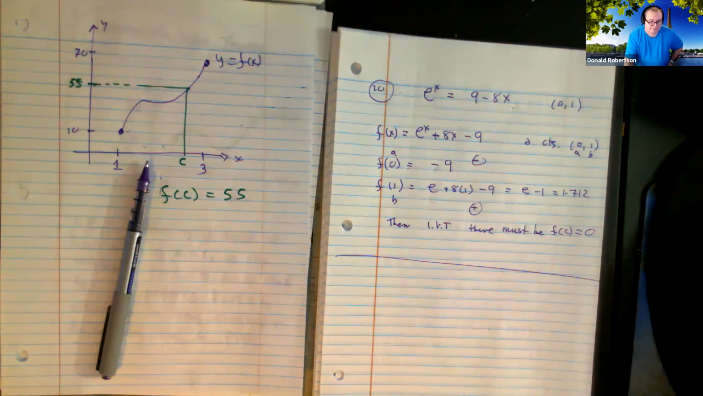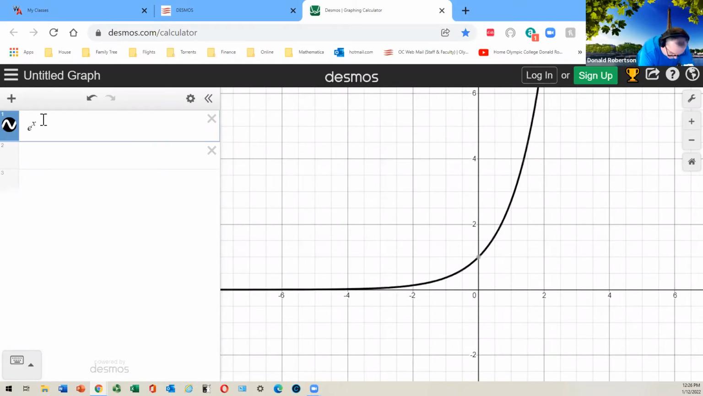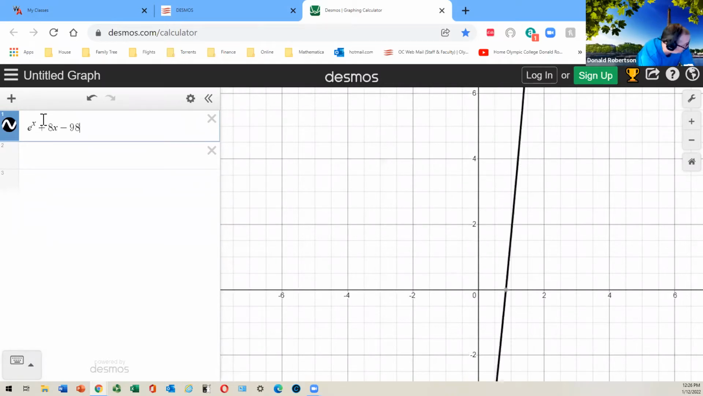And let's show you how I would solve that equation. So I go to Desmos. I could do it two different ways. The first way I'm going to do it is actually probably the easiest way. I'm just going to go e to the power of x, add ax, take away 9.